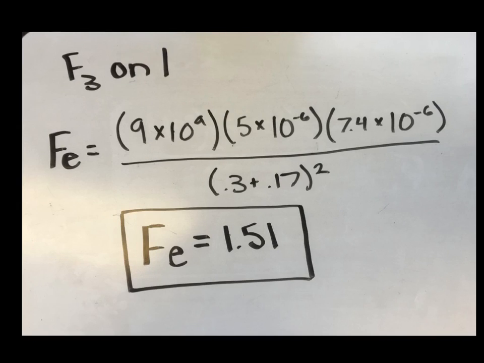Once you find F of 2, you have to find F of 3 on 1. You'd set it up the same, except the quantity of 2 would now be quantity 3, so it would now be 7.4 times 10 to the negative 6 over 0.3 plus 1.7 squared, which would give you a force of 1.51.